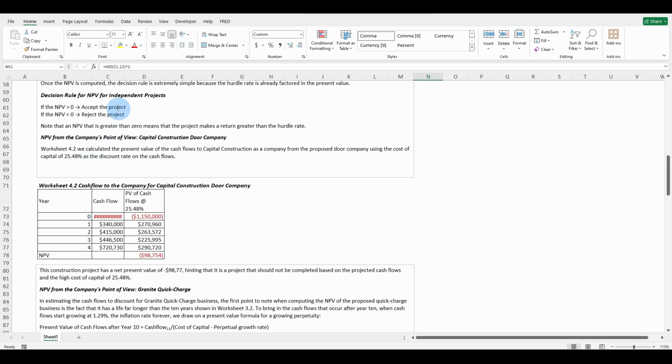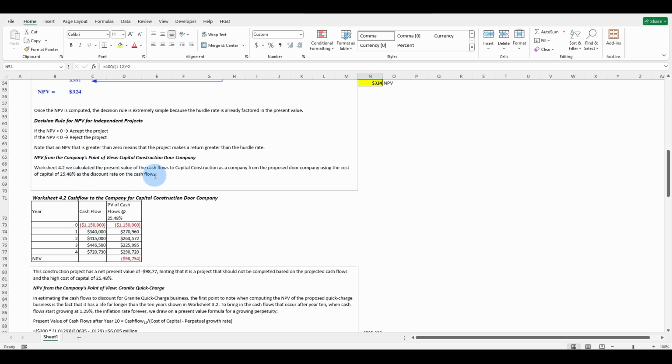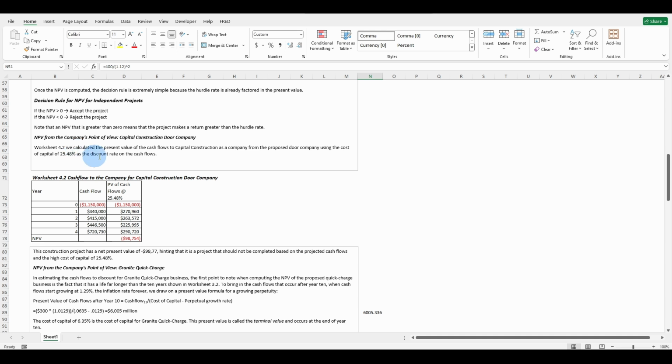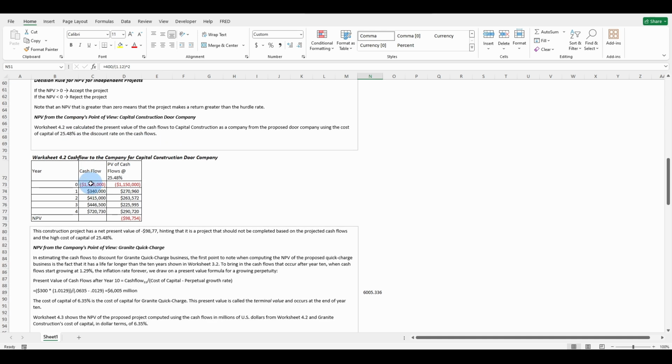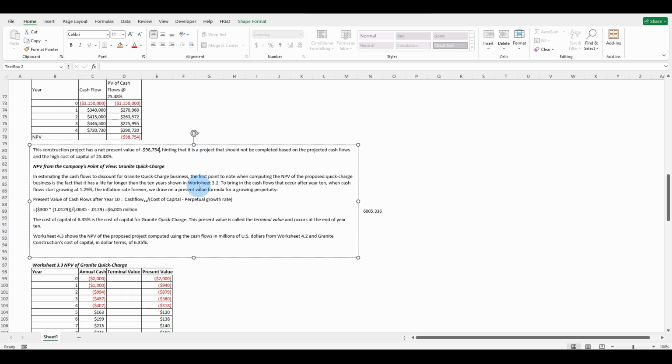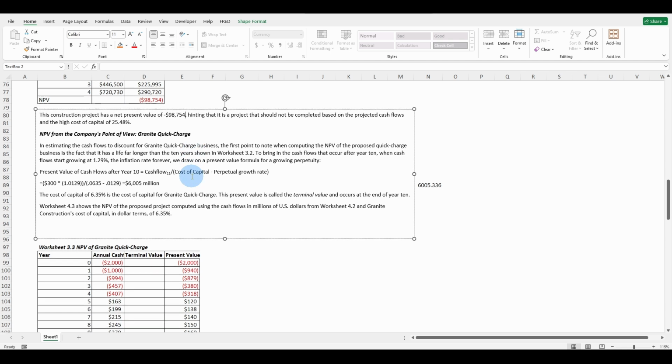Net present value from the company's point of view: Capital Construction Door Company, worksheet 4.2. We calculate the present value of the cash flows to Capital Construction as the company from the proposed door company using the cost of capital of 25.48% as the discount rate on the cash flows. So here we have these cash flows. We're going to discount these back, and we're going to get this net present value of negative 98.7. Keep in mind, the construction project has a net present value of negative 98.754, hinting that it is a project that should not be completed based on the project cash flows and the high cost of capital of 25.48%.